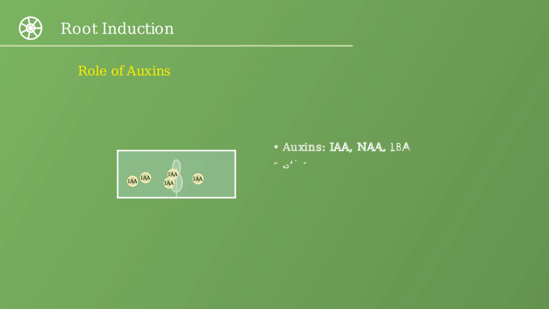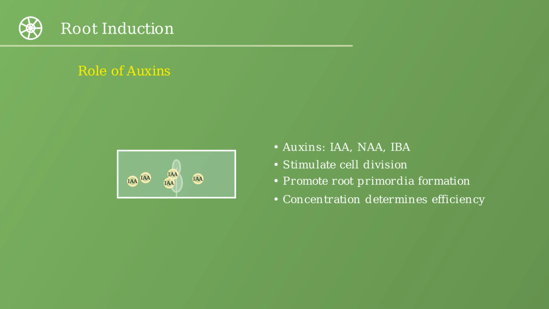Auxins are the key plant hormones responsible for root development. Common auxins used include IAA, NAA, and IBA, which stimulate cell division and differentiation in the stem base. When exposed to the correct auxin concentration, cells at the base of the shoot begin to divide and differentiate into root primordia, eventually forming a complete root system.